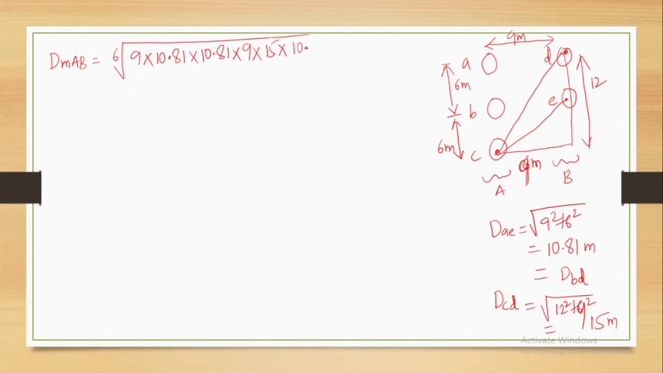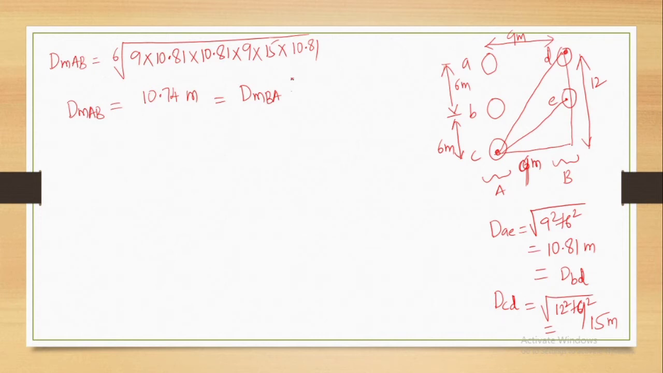It comes out to be 10.81. So there are totally 6 distances: 9, 10.81, 10.81, 9, 15, 10.81. If you take the sixth root for this and you evaluate with the help of a calculator, it comes out to be 10.74 meters. This is the geometric mean distance taken from A to B, and it is also the same as the geometric mean distance taken from B to A, right?